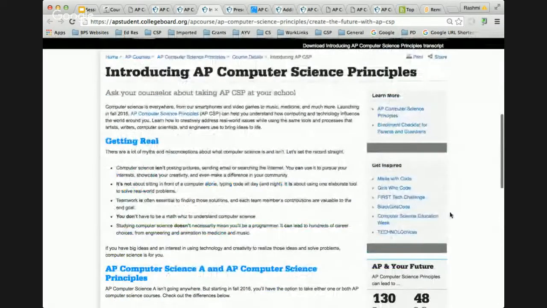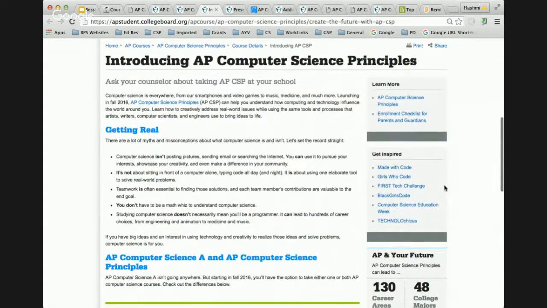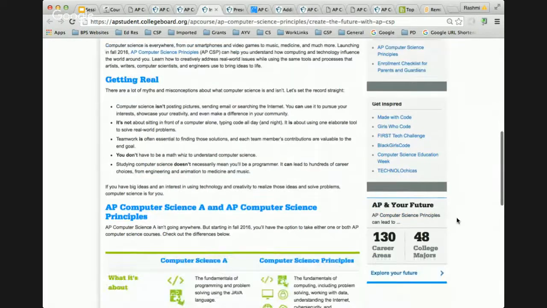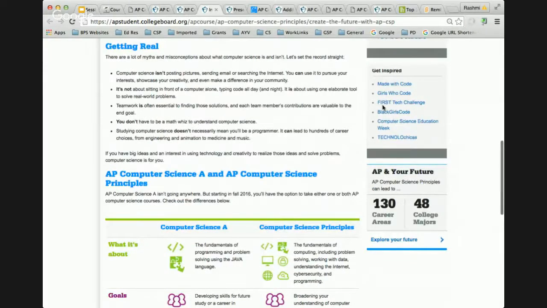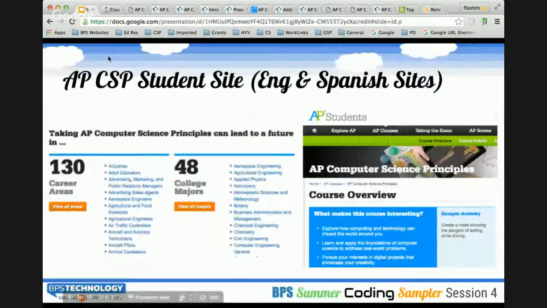On the right-hand side, you can see there is an enrollment checklist for parents and guardians, and a lot of these clubs that allow you to get involved and learn about computing. This is a really great way of looking at the colleges and exploring your future. This is where you would go to see what colleges are going to give credit and information about that.